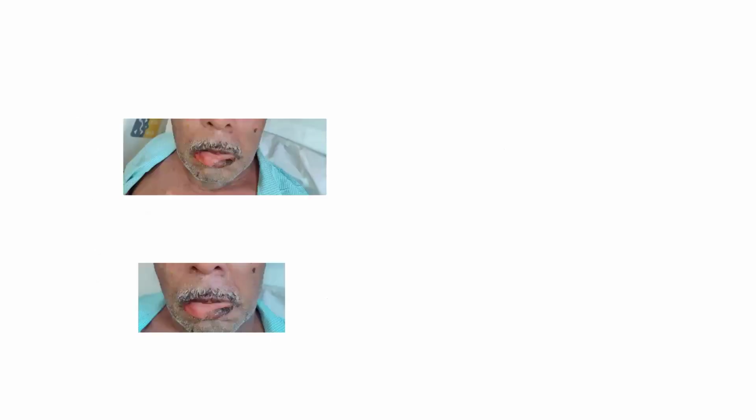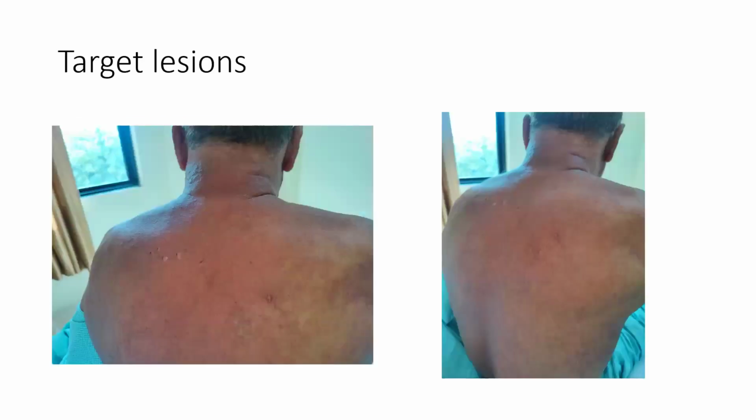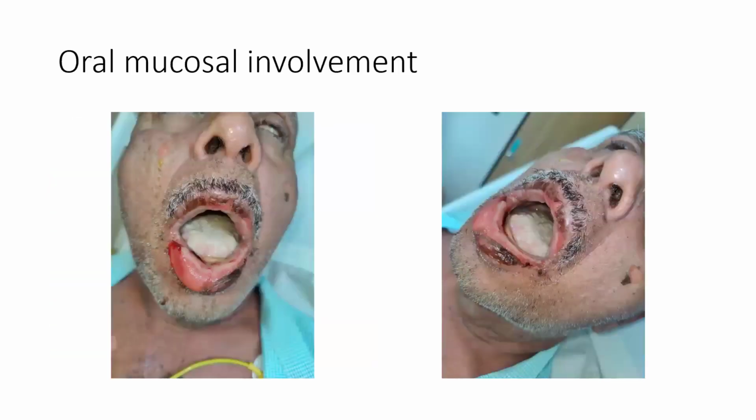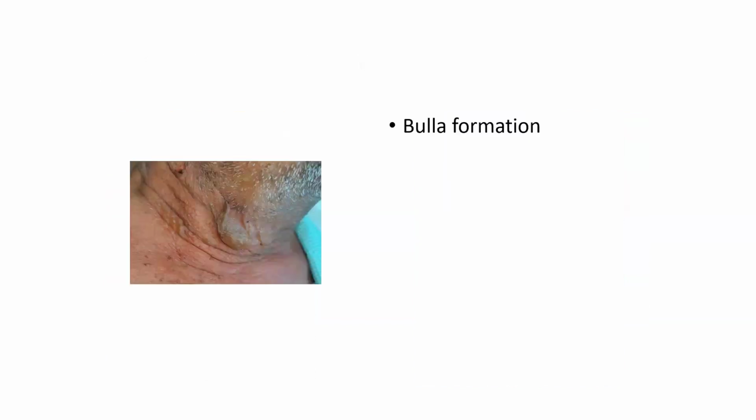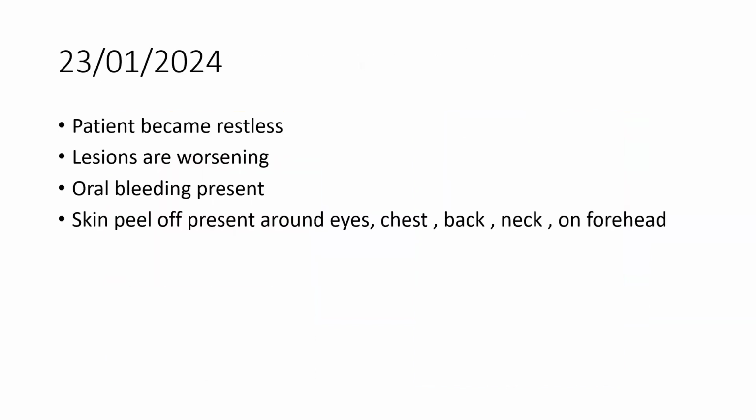This was a lesion of this patient which showed mucosal involvement of the lips. These are the target lesions which were present over the back. Then this is the oral cavity of the patient, which showed involvement of the mucosa. And this is again a picture of the back which showed target lesions and palmar erythema. This is the picture of the bulla.